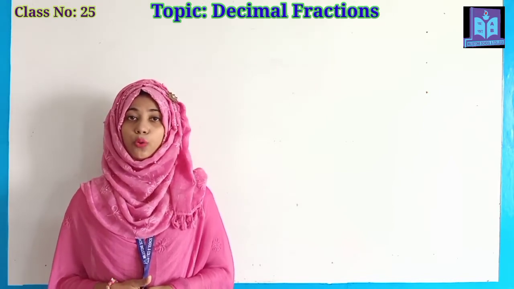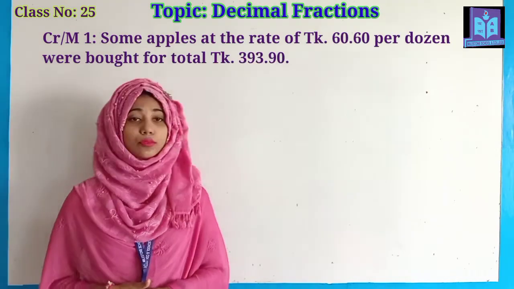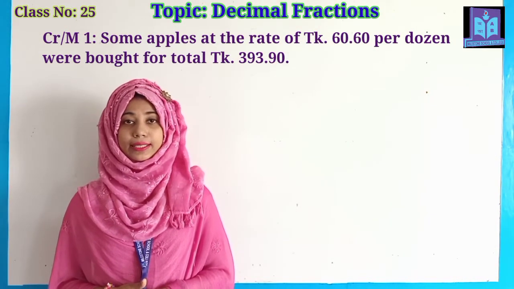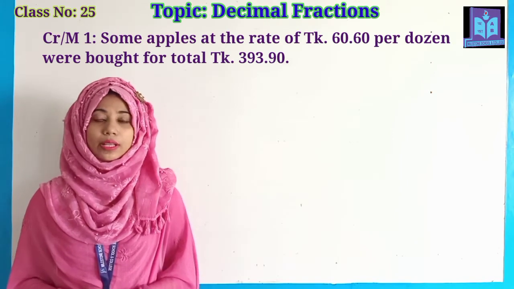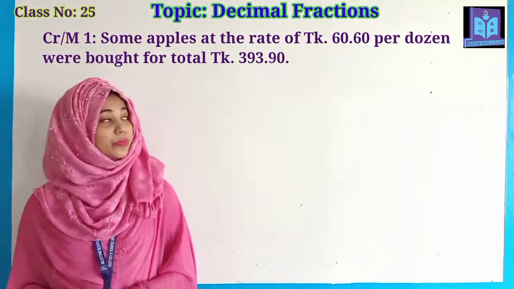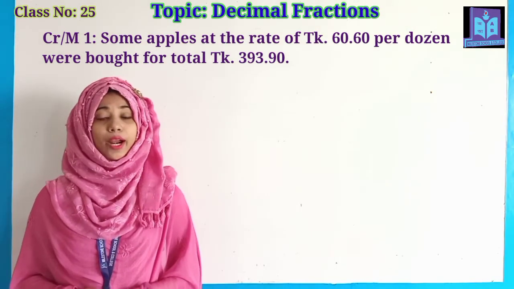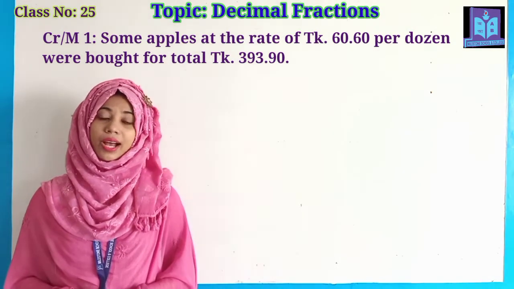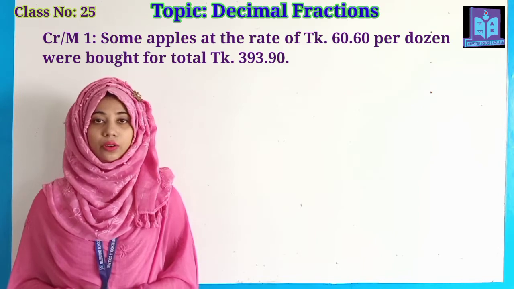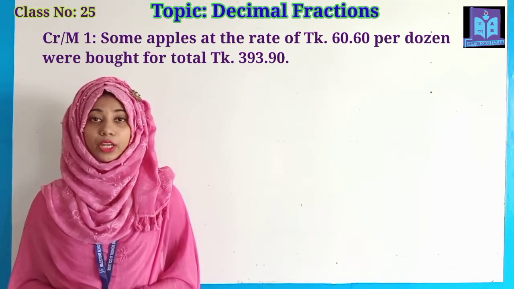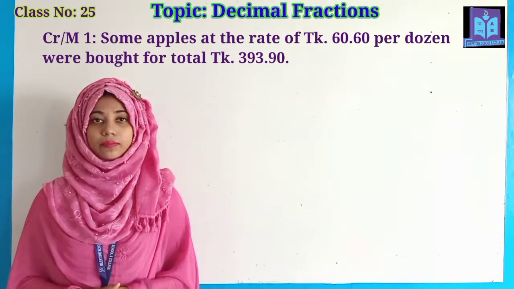Now my dear, look at the question. So statement of creative math 1 is, some apples at the rate of Taka 60.60 per dozen were bought for total 393.90. That is our statement. On the base of this statement, we will solve three maths.